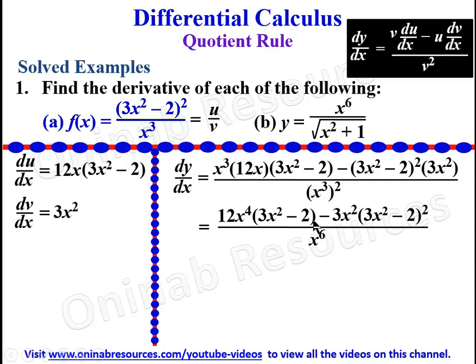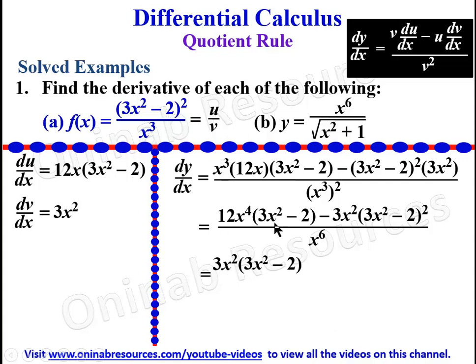Now we can factor out the numerator. I look at 12x to the power 4 and 3x squared. 3x squared is a factor of 12x to the power 4. So we have that factor there, 3x squared. And we look at the brackets. This is 3x squared minus 2 to the power of 1. 3x squared minus 2 to the power of 2. So this 3x squared minus 2 is a factor. So we bring out 3x squared minus 2.